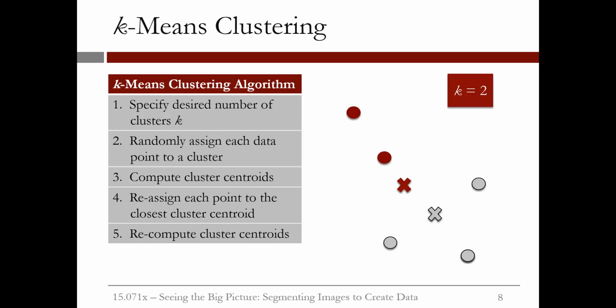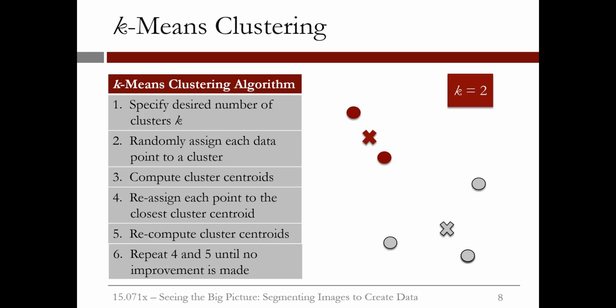So let's recompute the mean of the red cluster, and then we compute the mean of the gray cluster. Now we go back to step 4. Is there any point here that seems to be closer to a cluster mean that it does not belong to? If so, we need to reassign it to the other cluster. However, in this case, all points are closest to their cluster mean, so the algorithm is done and we can stop. In the next video, we will implement the k-means algorithm in R to try to segment the MRI brain image.